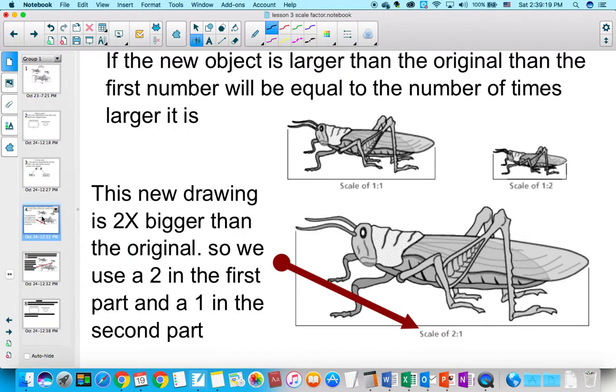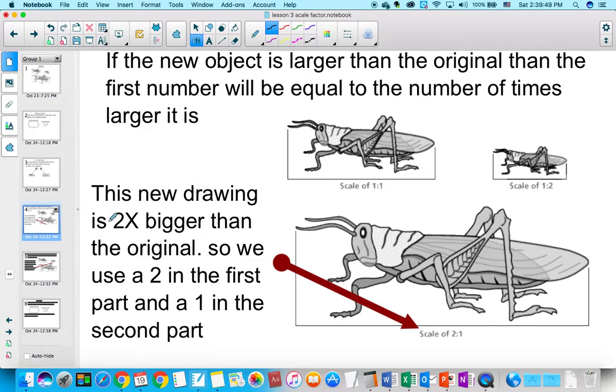So we look at this. If the object is larger than the original, then the first number will be equal to the number of times larger it is. To make this a little easier to understand, we go back to our grasshopper drawing. This grasshopper drawing is 2 times larger than the original grasshopper. So right here, the new one, or the drawing, is 2 times larger than the original.